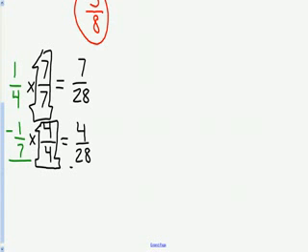Now I get 4/28, so I have 7/28 minus 4/28. I get 3/28, which again is lowest terms. I don't need to simplify.